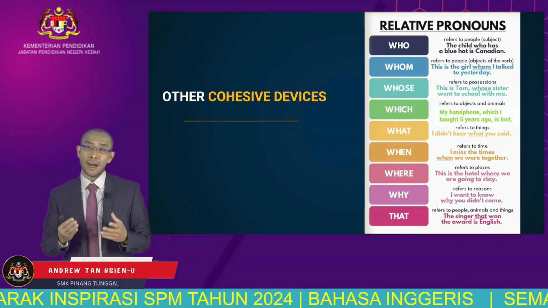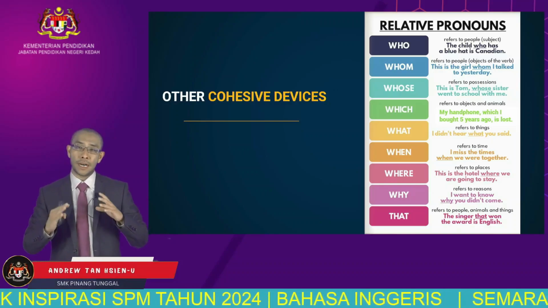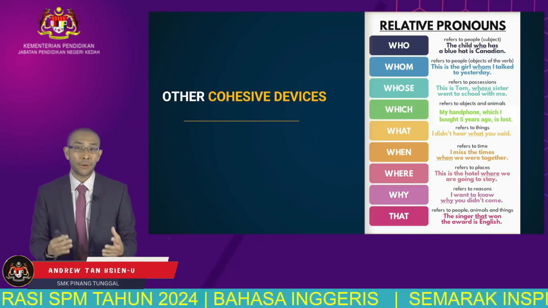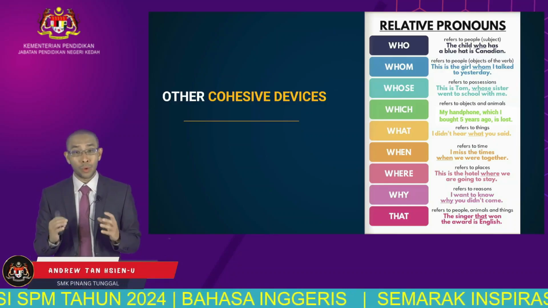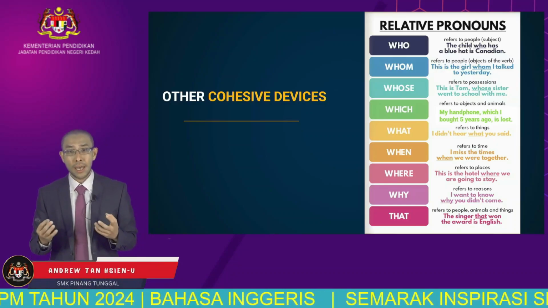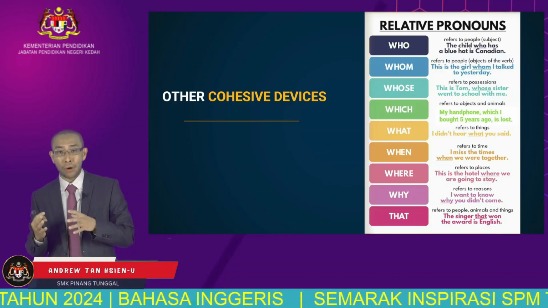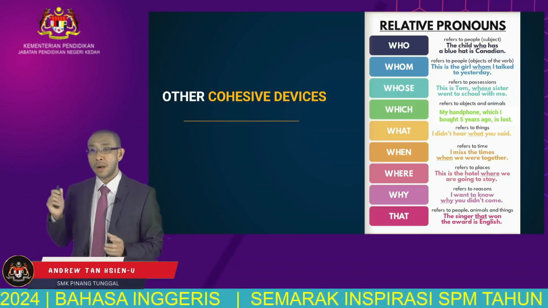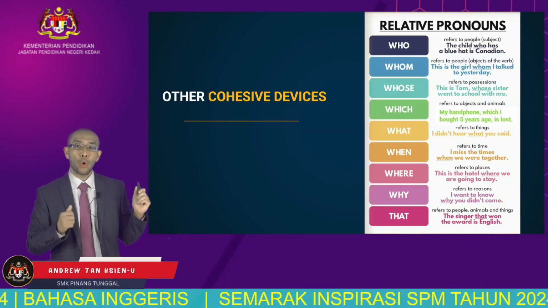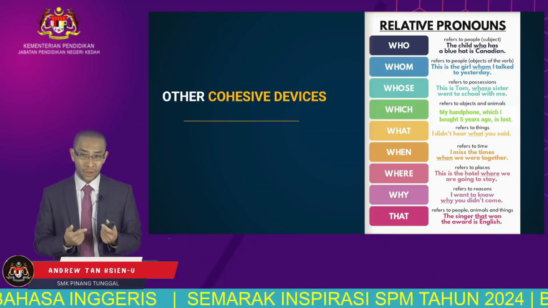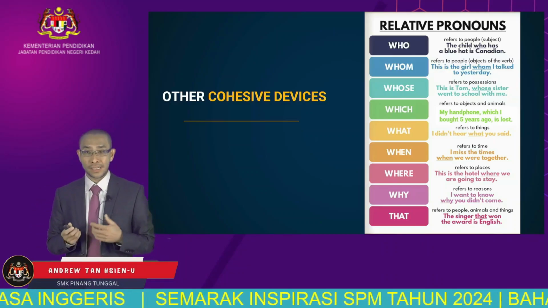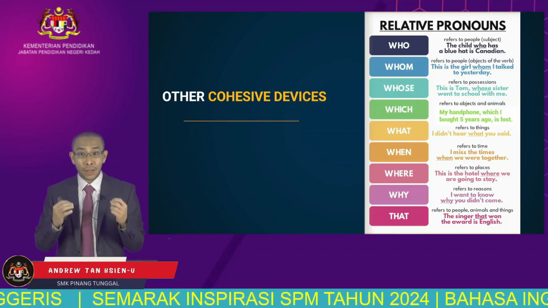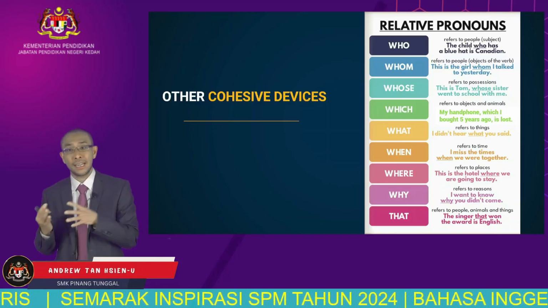Here are a list of cohesive devices as well, and we call them relative pronouns. So what are relative pronouns? Relative pronouns are words that we use to give more information about the subject or the noun that you are describing. Okay? For example, let's take a look at what they are. So we've got who, whom, whose, which, what, when, where, why, and that. For example, we use who to describe people. The child, which child? The child who has a blue hat is Canadian.